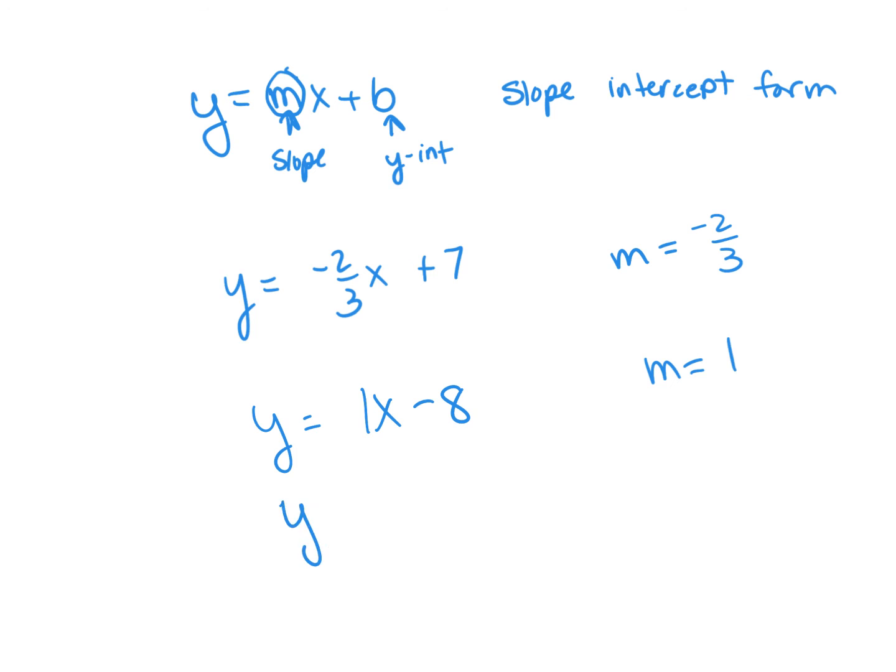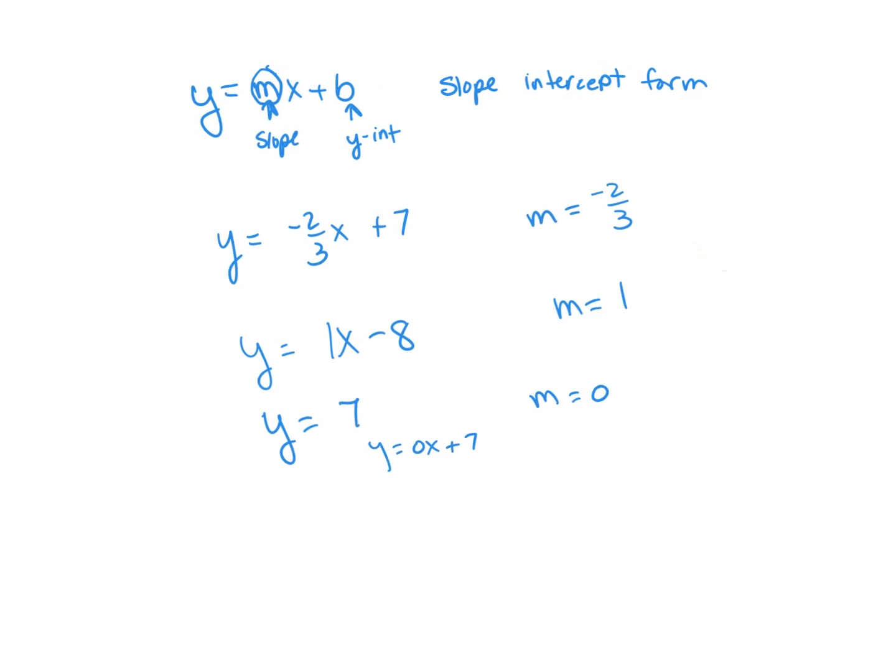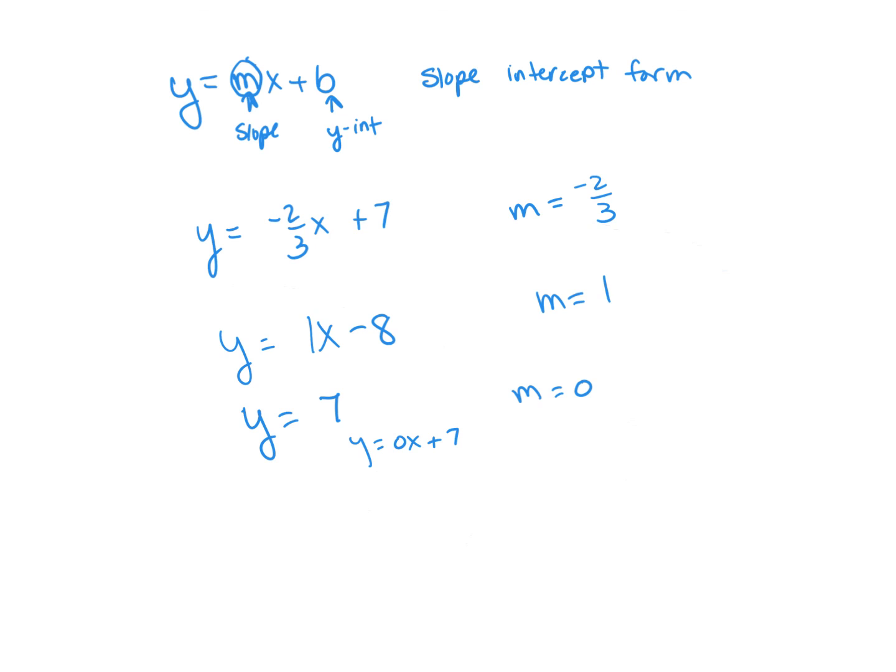If I get y equals 7, what's the slope? If it's y equals a number, the slope is 0, because technically this is the same as y equals 0x plus 7, right? And then the harder one is if it's x equals a number, let's say it's x equals negative 2, your slope is what? What's the other slope? So the slope is undefined.